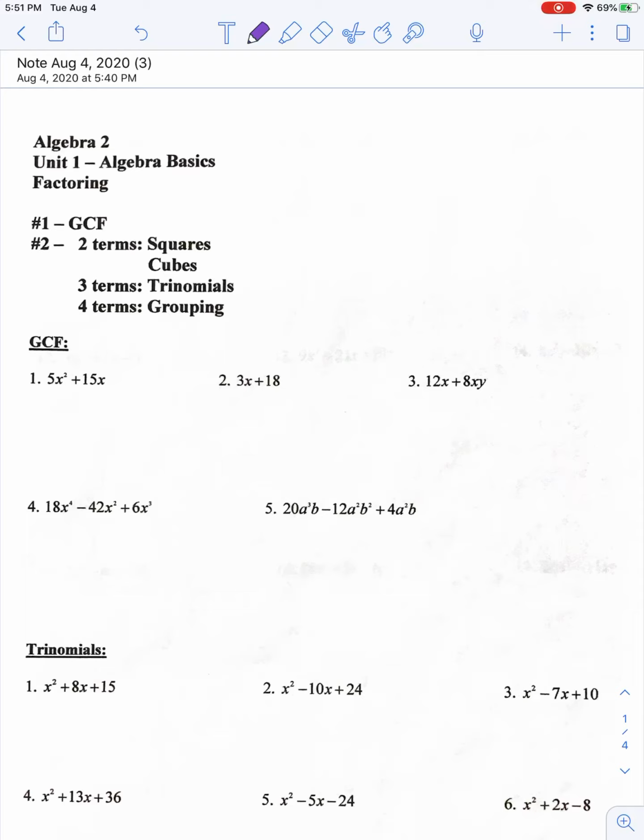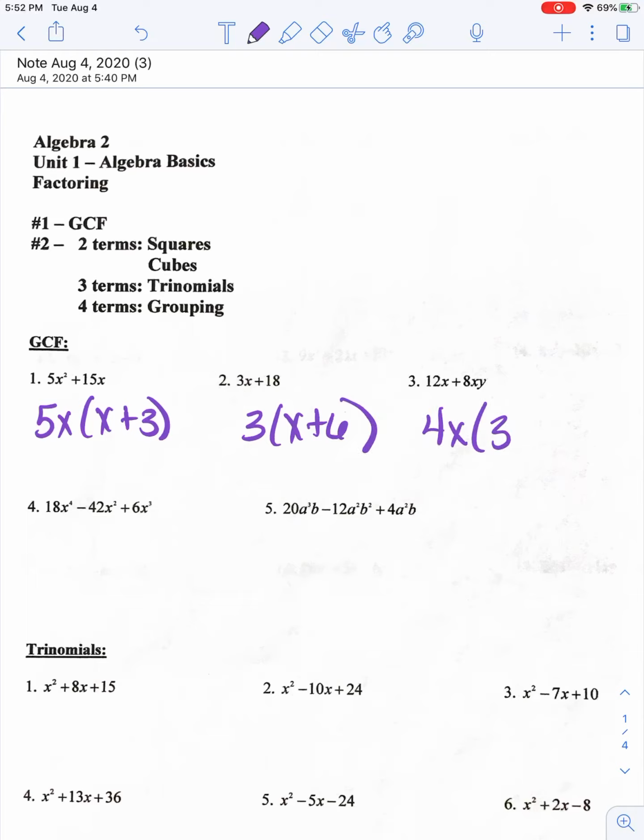Okay, so GCF stands for greatest common factor. So I'm going to take out the biggest thing possible. Take out a 3, write what's left over. Take out a 4 and an x. There we go.